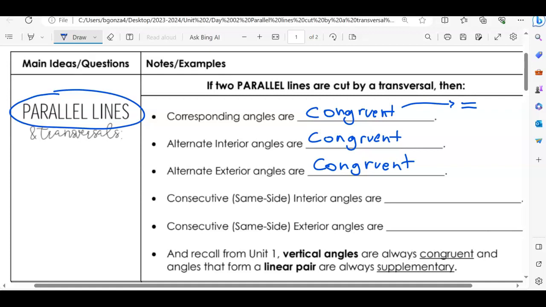Okay. Now, these next two, just like yesterday's notes, can you put a slash through consecutive? We're going to use the words same side, okay? Now, if we have same side interior, those are not congruent. Those are going to be supplementary.